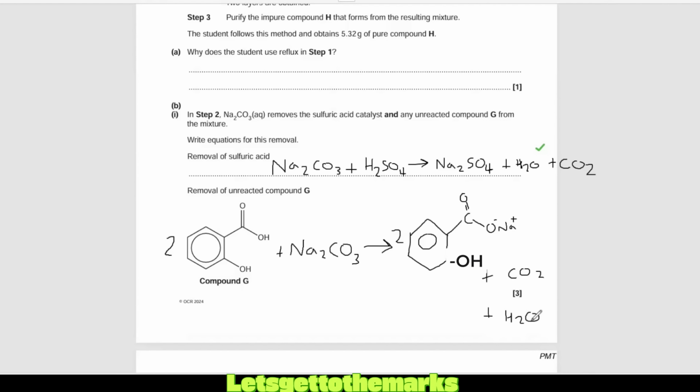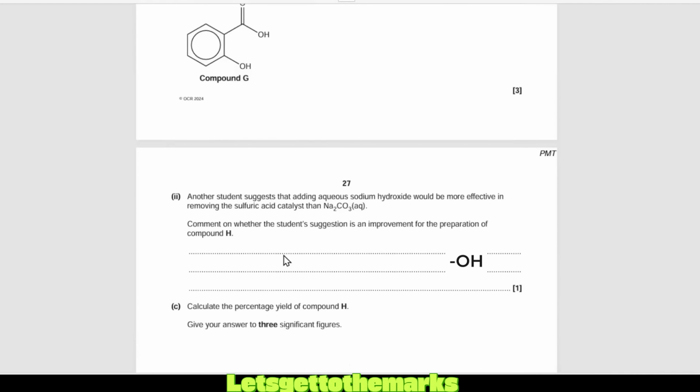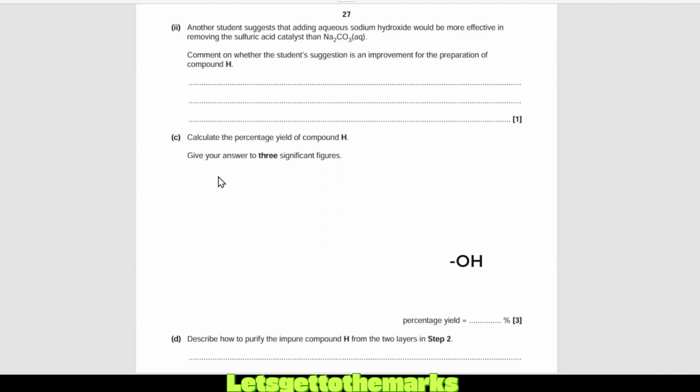We're going to need two of everything. Well, we're going to need two of compound G, because we're going to need two sodiums to react with it to form that O- Na+ there. And we only need one of the sodium carbonate. Yep, that's all balanced. Lovely jubbly. Let's move on.